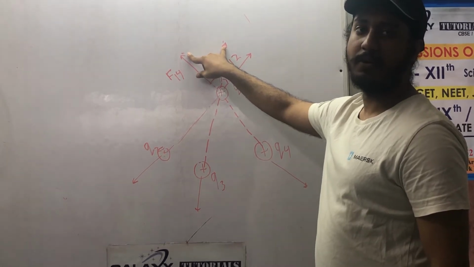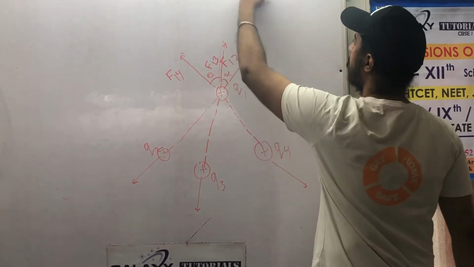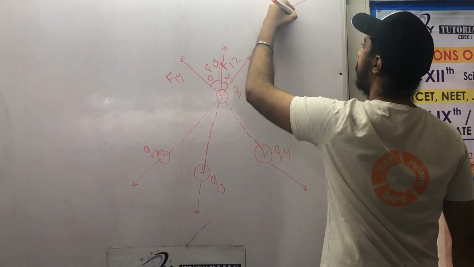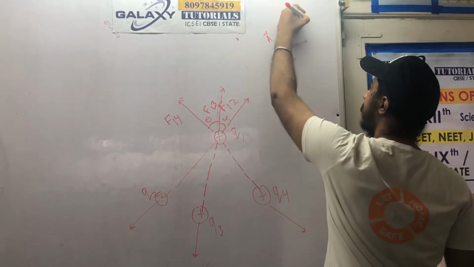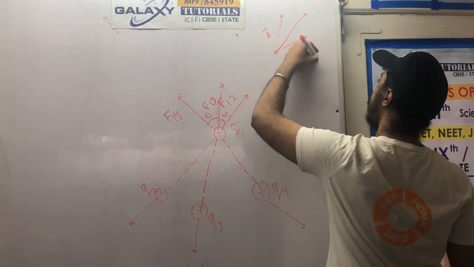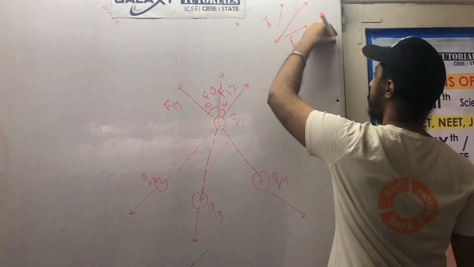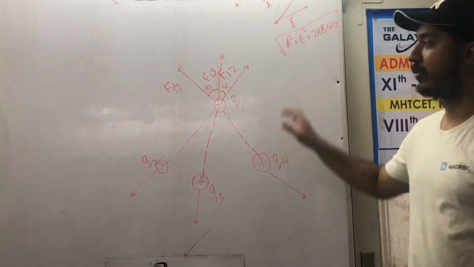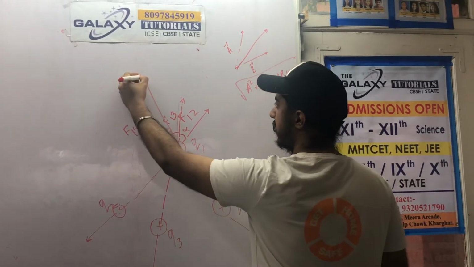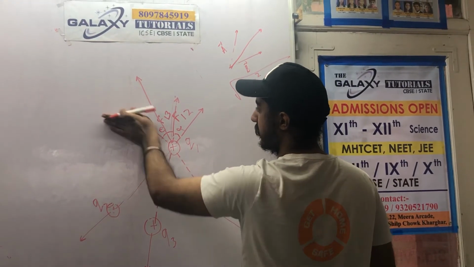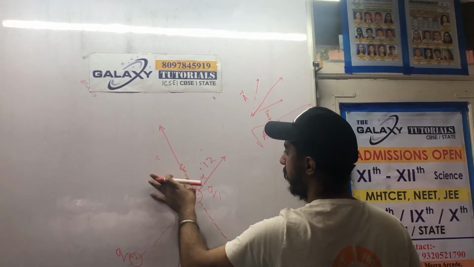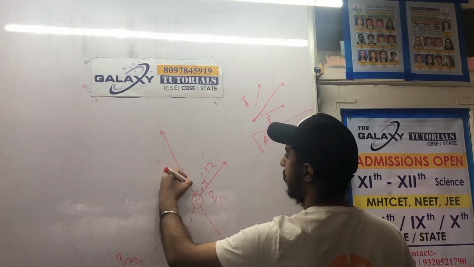What was the parallelogram law? When two vectors A and B are acting, their resultant is given by, we have done this, the square root of A square plus B square plus 2AB cos theta. You all must remember this. I told you this formula already. So you will apply the same thing here, and you will get a single vector instead of these two vectors. I will rub this. Now this is representing these two vectors.